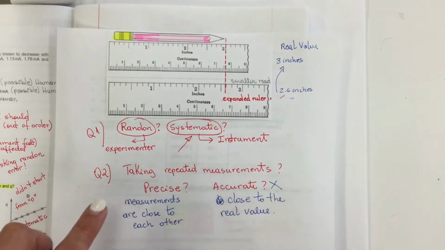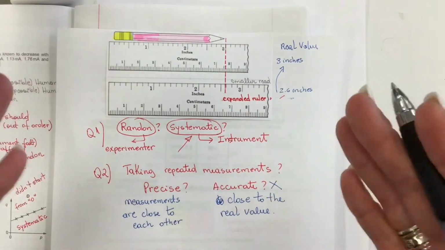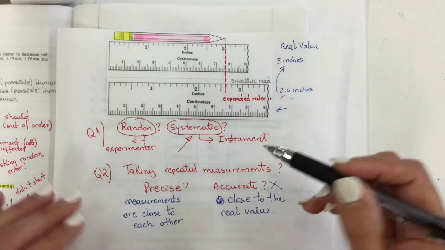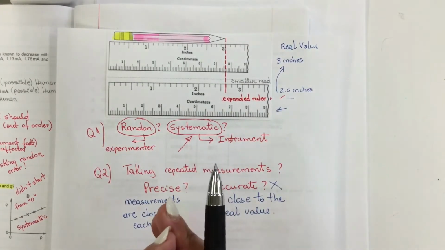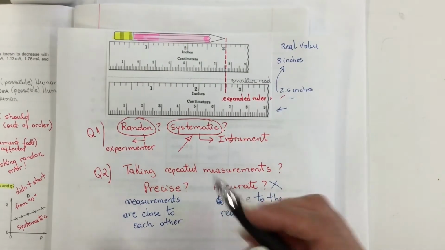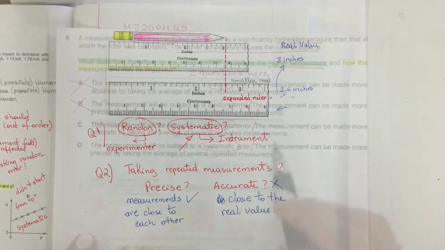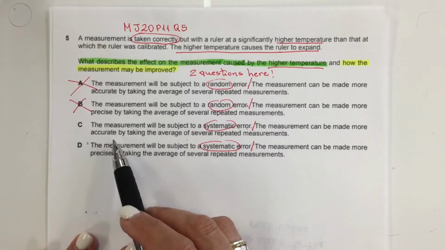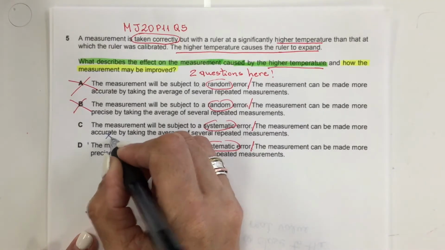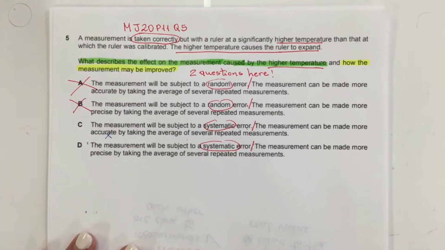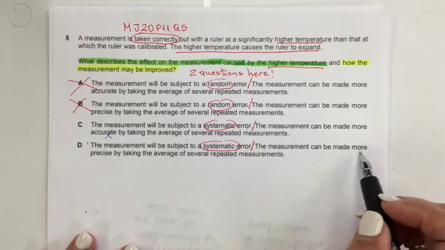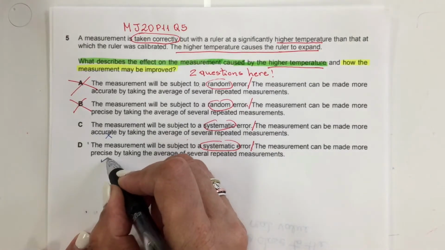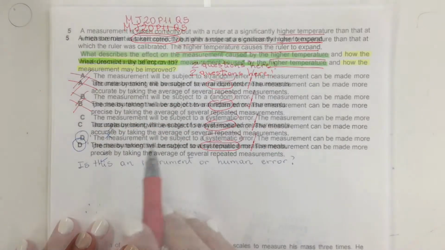Now let's look at precision. If I keep taking several measurements using this ruler here, all my results are going to be close to each other, but they are not going to be close to the real value. So that will be precise. Here it states the measurement can be made more accurate. No, you're not going to be accurate because it's not going to be the same as the real value. The measurement can be made more precise by taking several repeated measurements. Yes. So the answer is D.